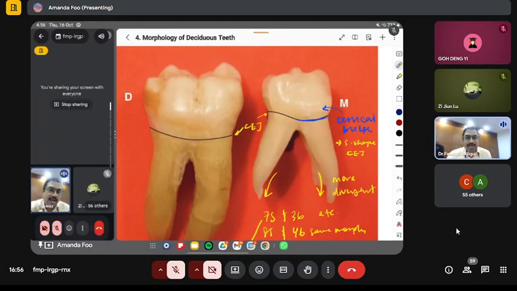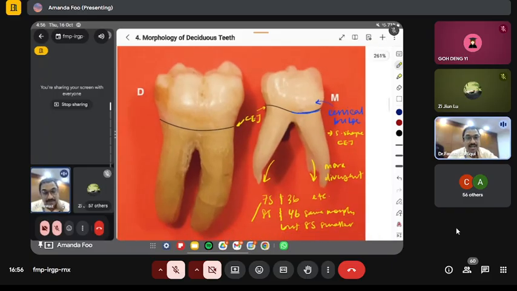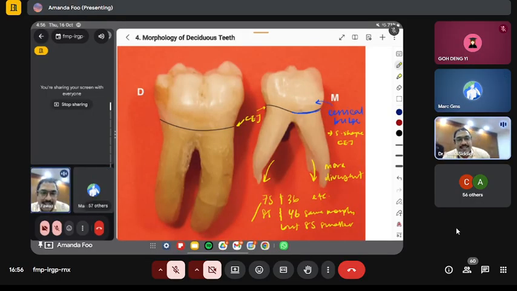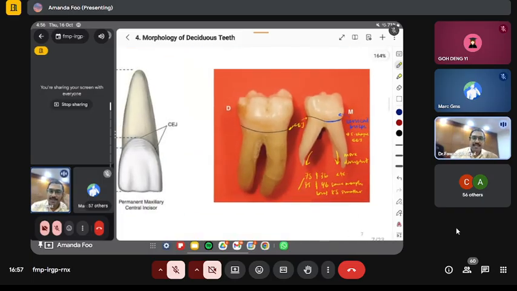Can anybody tell me why there is a need for flaring of the roots in the primary molar? Why has God flared the roots for primary molars? Because the tooth wants to erupt. Yes, the growing permanent tooth. The permanent tooth development is in between the roots, so that is why it is flared. So this makes our endodontics in pediatrics very difficult, because flaring of the root is there and the roots are very narrow. So we'll look at it later.